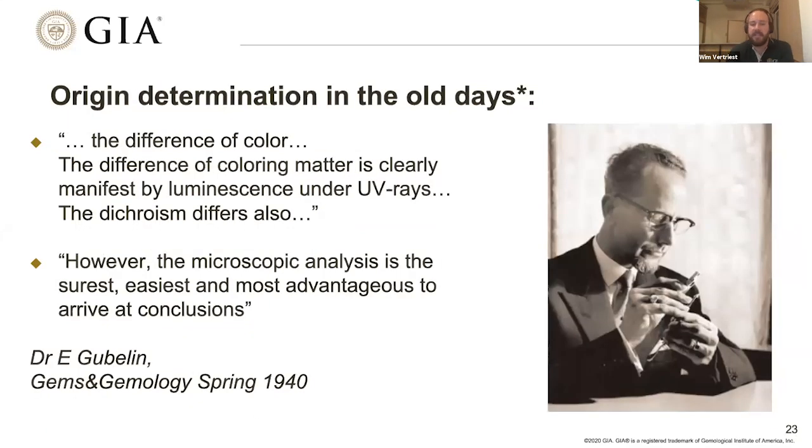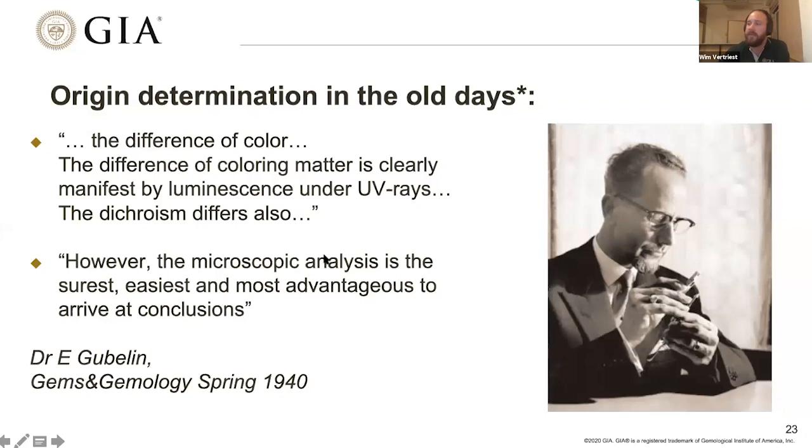So to make the distinction between them, he notices things like the difference of color, something that I brought up before when I showed you the Thai ruby and the Burmese ruby. The difference of these coloring matter is also clearly manifest by luminescence under UV rays. Basically, the fluorescence of these stones is very different. The dichroism is also a little different, where the Thai rubies very often have a little bit more of a brown tone or are a little bit darker, while the Burmese rubies are very nicely expressed, typical ruby dichroism.